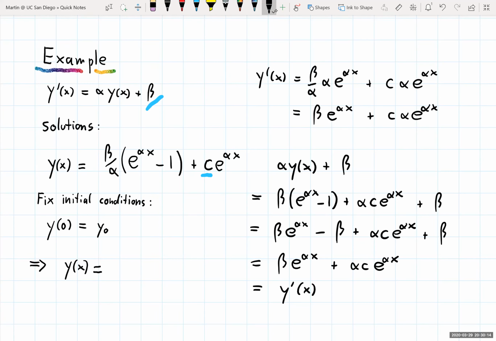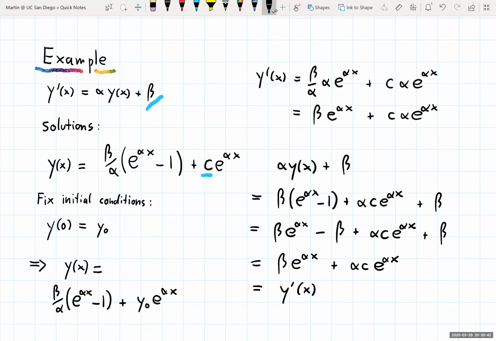Now what happens if we fix the constant of integration here? Well, it's not hard to guess. The particular solution looks as follows: beta over alpha times exponential of alpha x minus 1 plus y naught exponential of alpha x.